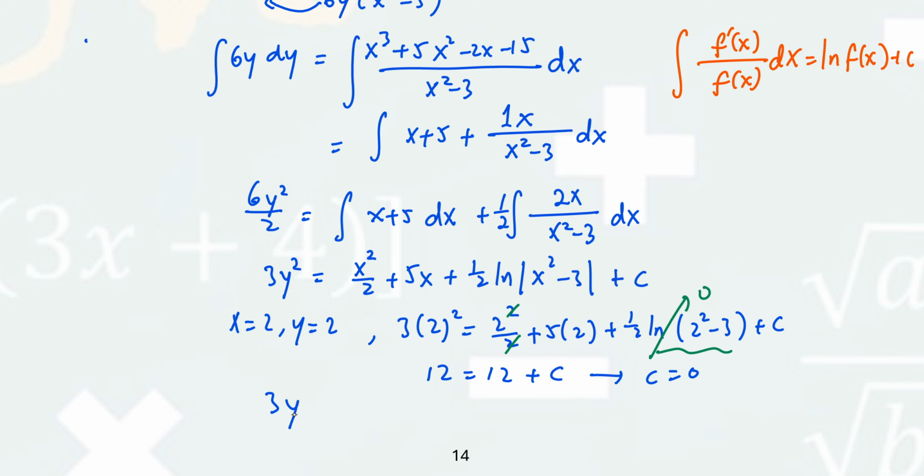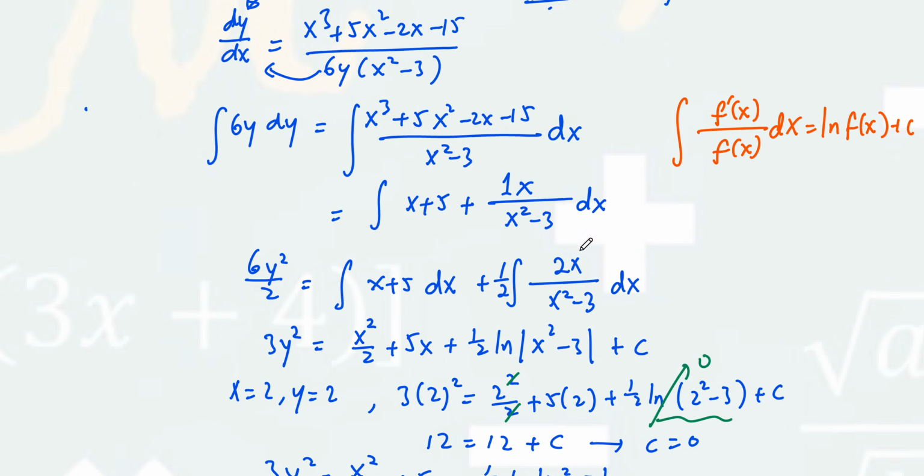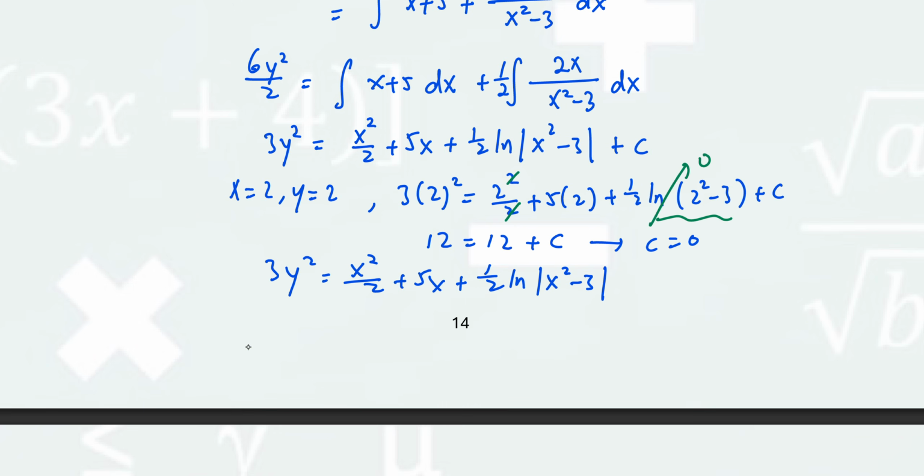Okay, then I will be getting 3y squared equals x squared over 2 plus 5x plus half ln of x squared minus 3. The c is 0. But then the question is asking for y squared in terms of x. So divide the whole equation by 3. Therefore, you will be getting y squared. It becomes x squared over 6 plus 5 over 3 x plus 1 over 6 ln of x squared minus 3. That's the solution of this question.